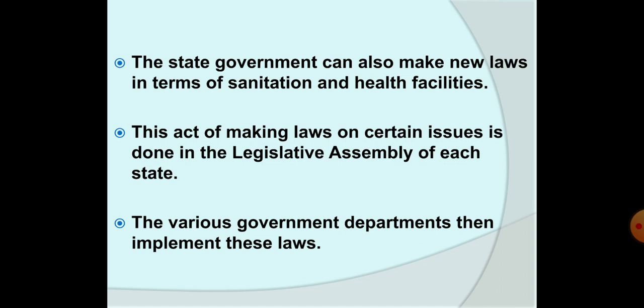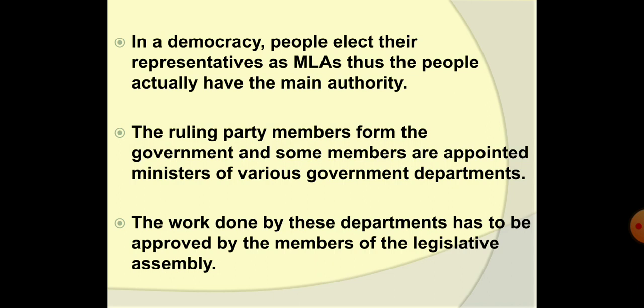The law making process is done in the Legislative Assembly of the state. Thus, the Legislative Assembly is the law making body, the legislature of the government in the state. The laws made in the Legislative Assembly are implemented through various government departments of the state.